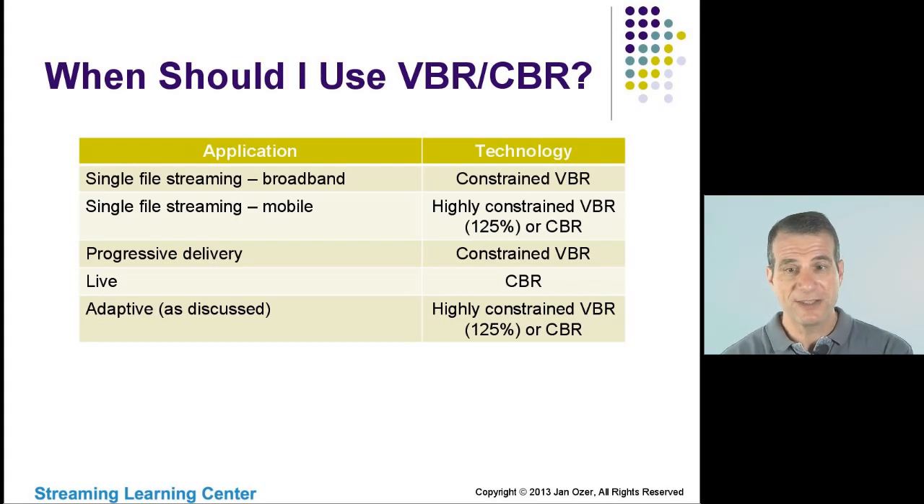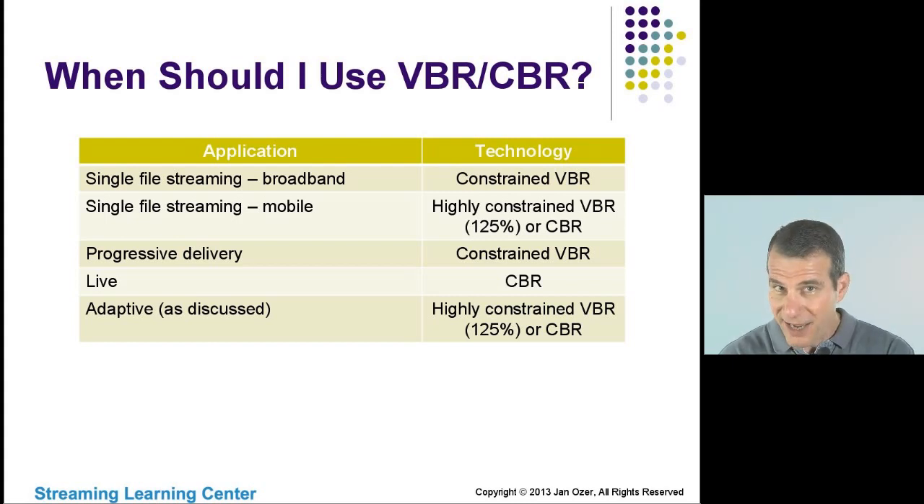When I'm producing for single file streaming via broadband, I always use constrained VBR. That's 200% for maximum, 50% for minimum. When I'm producing for mobile, mobile connections are not as robust as a broadband connection. So typically, I'll use highly constrained VBR, maybe 125% on the maximum side, or CBR. If I'm producing for progressive delivery, constrained VBR, again, that's the 200%, 50% that we talked about.